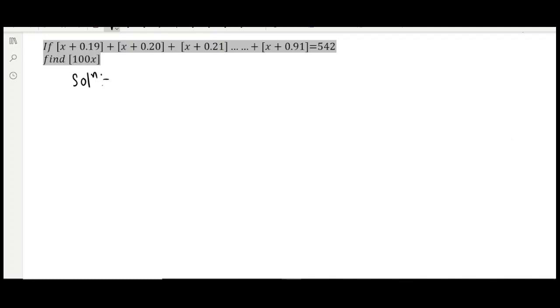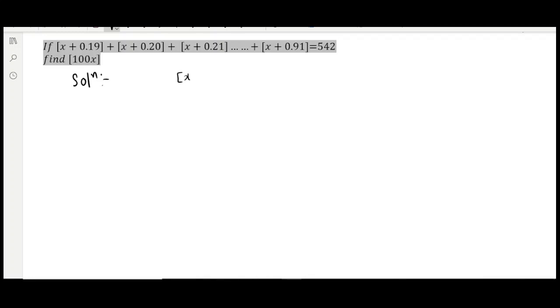In today's example, we are going to discuss the concept of the greatest integer function, right? So you can see the example here, and we have to find the floor of 100x. If we find out the range of x, then we can predict from where to where 100x is lying, and from there we can get the answer.